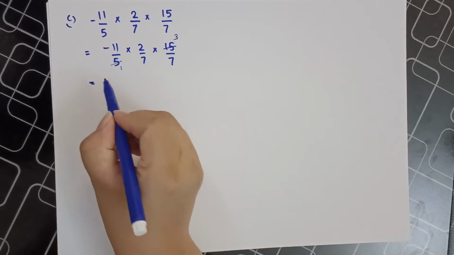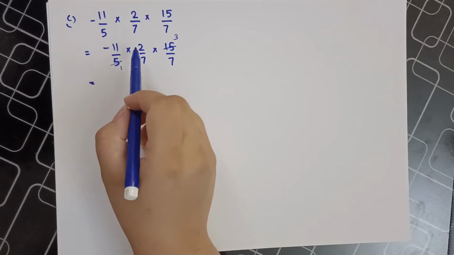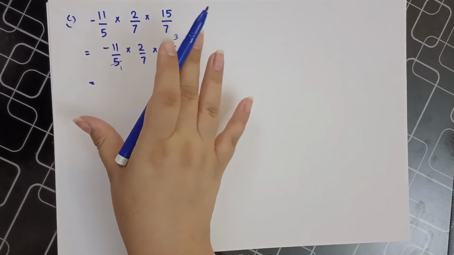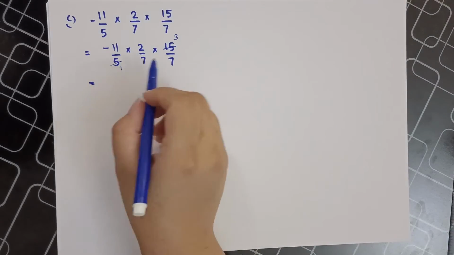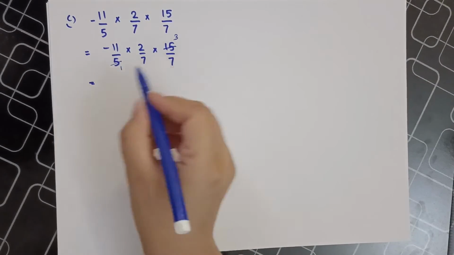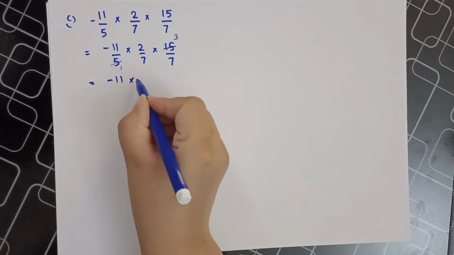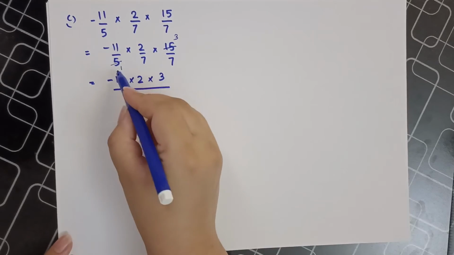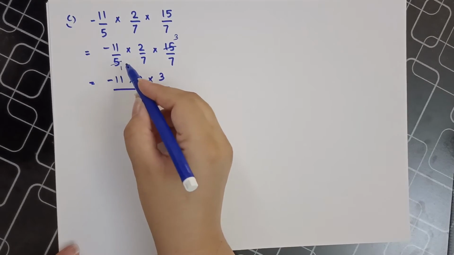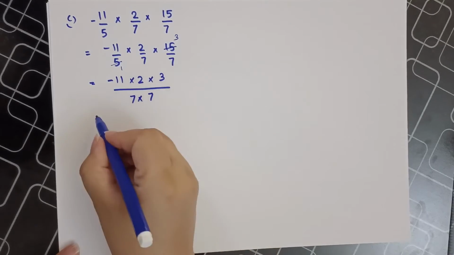Okay, now we're going to write the remaining numbers as it is. Since the minus sign is with 11 and there's no other minus sign, this whole answer will carry the minus sign till the end. So I'm going to write the numerators and denominators directly instead of writing each fraction first. So it's going to be minus 11 multiplied by 2 multiplied by 3, and since it's cancelled out to 1, we can ignore it. So we're going to write the rest of the denominators, which is 7 and 7.